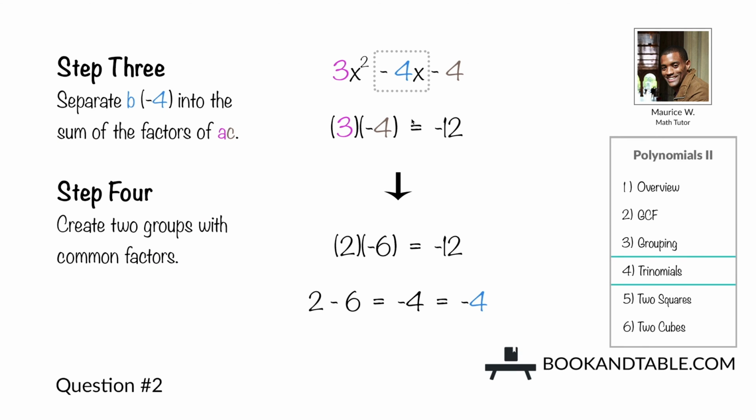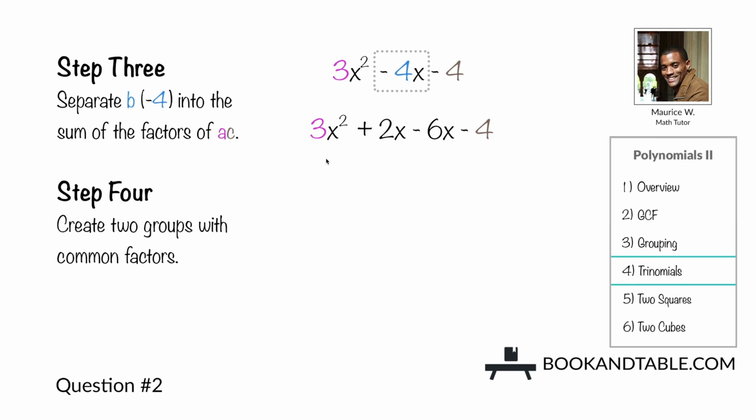And now the third step, we want to separate negative 4x into the sum of those factors, 2x and negative 6x. So we get 3x squared plus 2x minus 6x minus 4. These two terms have a common factor of x that can be removed, and these two terms have a common factor of negative 2 that can be removed.